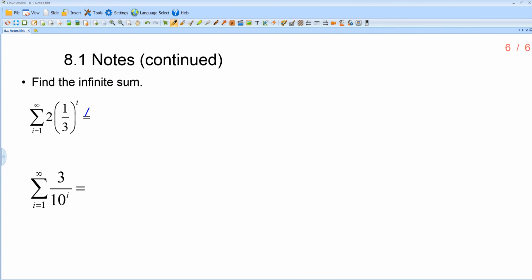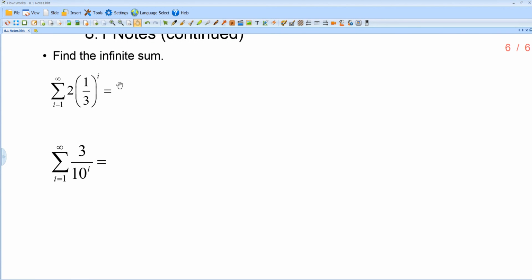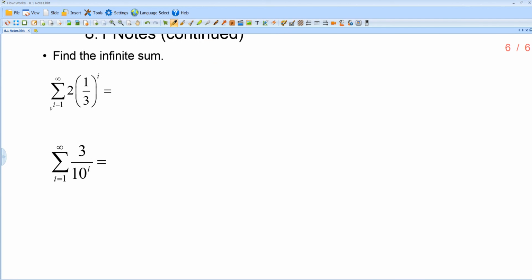In a similar type of problem, now if I ask for the infinite sum, what we realized in these past two was this 26/27 was the sum from 1 to 3. From 1 to 5, it was 242/243. But that's just the first 5 terms. If I talk about the infinite terms, what's happening is this is getting infinitesimally closer to 1. So the infinite sum is just 1.